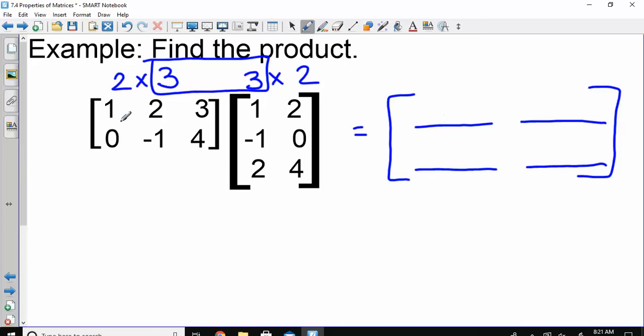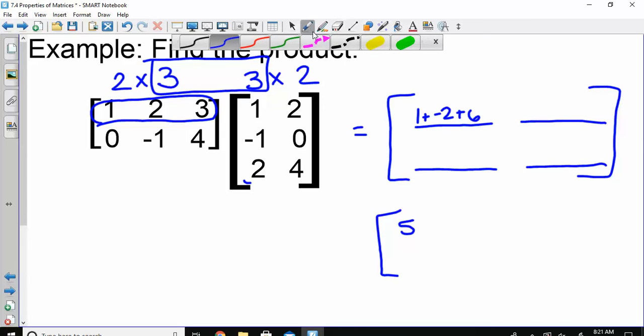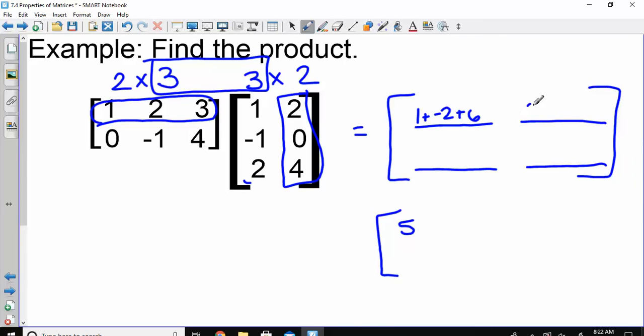So first one, row 1, column 1. So if I multiply those together, we get 1 plus negative 2 plus 6, which gives us 5. Then we have row 1, column 2. So if I multiply it by this, we get 2 plus 0 plus 12, which gives us 14.